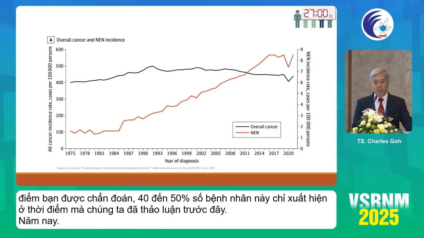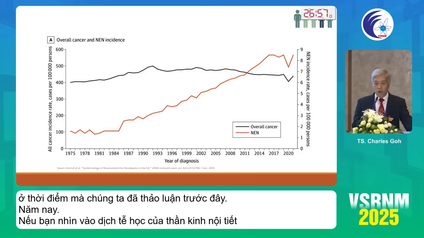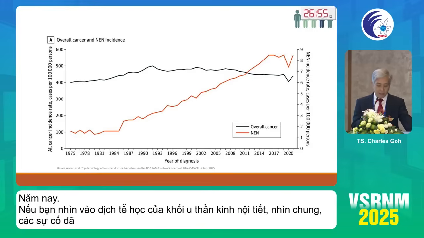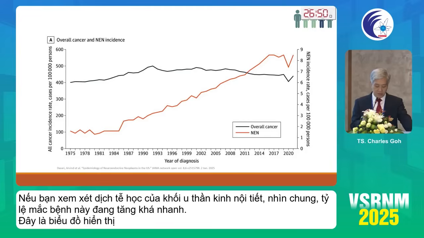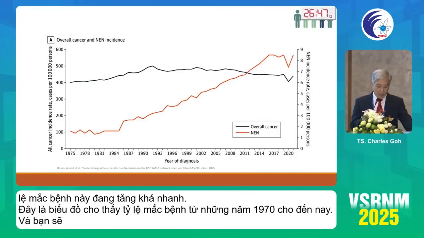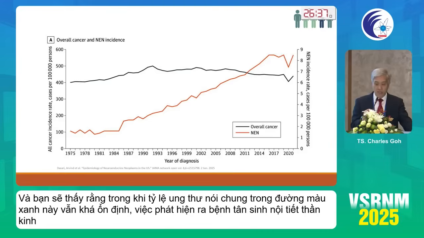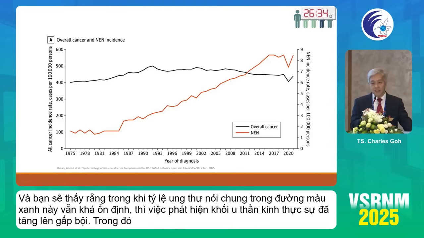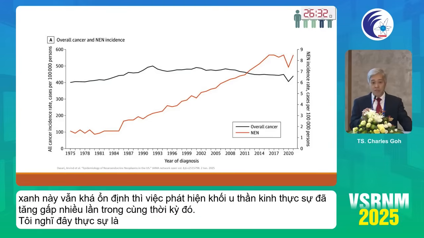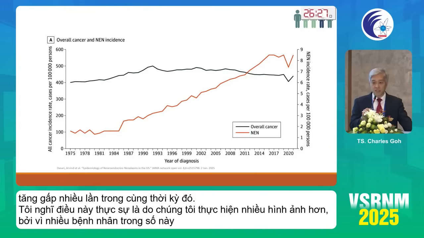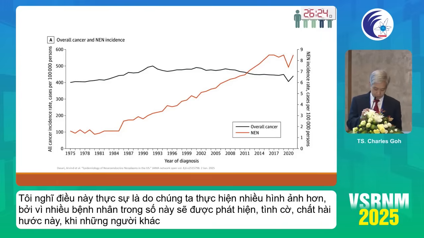If you look at the epidemiology of neuroendocrine tumors, overall, their incidence has been rising quite rapidly. This is a chart showing the incidence since the 1970s till today. And you will see that while the overall cancer rate in this blue line has remained fairly stable, the detection of neuroendocrine neoplasm has actually increased many-fold in that same period. I think this is actually because of a lot more imaging that we perform, because many of these patients will be found incidentally with these tumors when other imaging is performed.